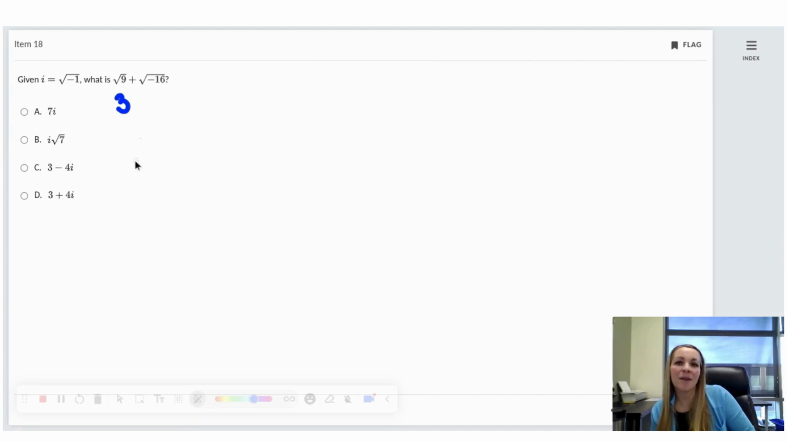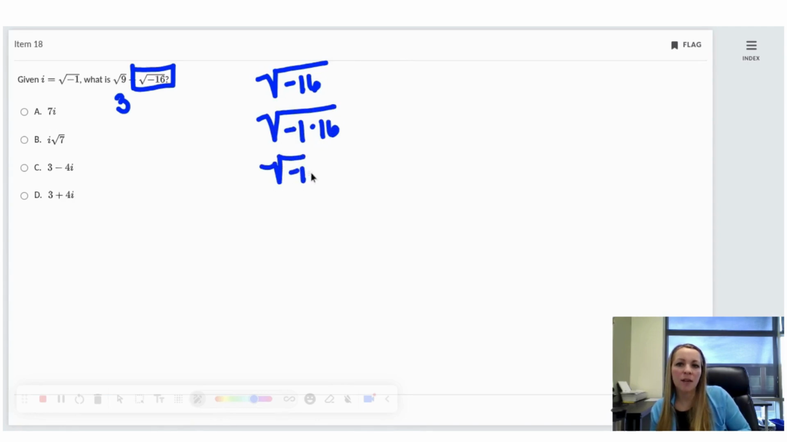The part that's going to be challenging about this is this square root of negative 16. I'm going to come over here and rewrite the square root of negative 16. I'm going to rewrite it as negative 1 times 16. And I'm going to break this up, the square root of negative 1 times the square root of 16. And what I have here is I have the square root of negative 1.